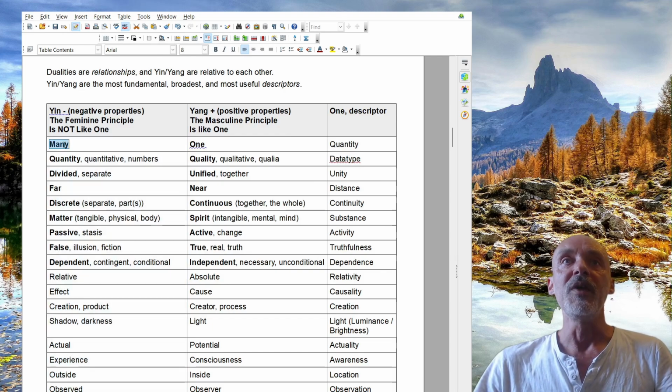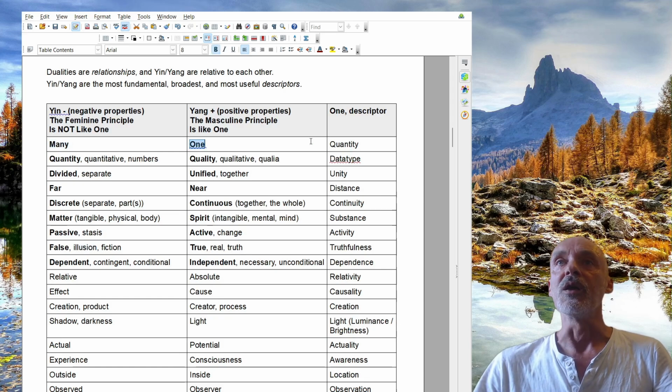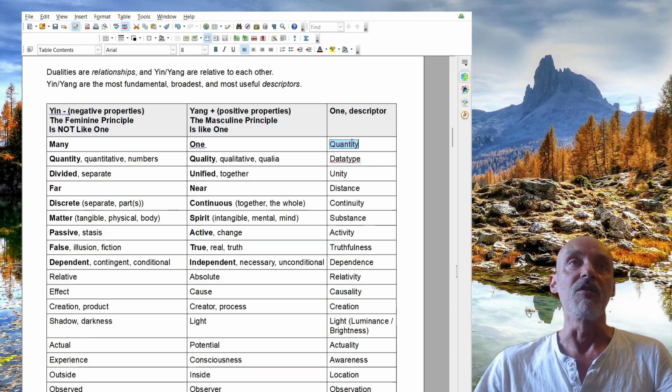So, for example, many is divided. It's made of discrete things. Matter is many things. Matter is passive. Matter is an illusion. As I said before, everything's made of consciousness. Matter is made of information. So matter is something of an illusion. So we have the yin and yang categories, but the description of the duality as a whole belongs in the one category. So when we're dealing with many and one, the descriptor for that duality is quantity. So that goes in the one category. That's how we allocate or categorize these concepts.